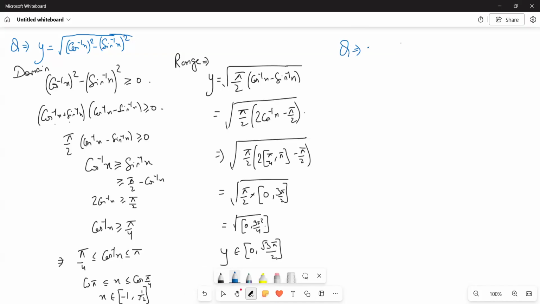अच्छा, next question. Find the range of, सिर्फ range निकालना है, domain नहीं. Sin inverse x whole cube plus cos inverse x whole cube. Domain -1 to 1 होगा, इसलिए नहीं निकालने, just the range.